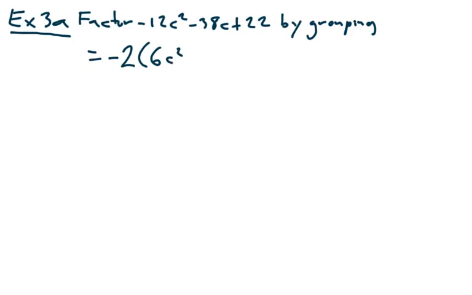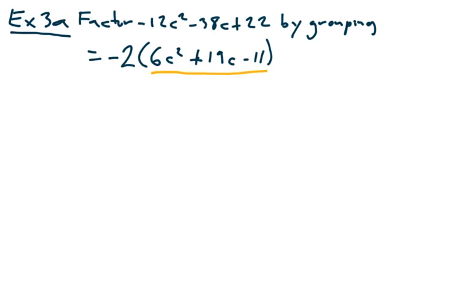Negative 2 times what would give me negative 38, or another way to say that is, what is negative 38 divided by negative 2? And that turns out to be 19, so 19c. And similarly, 22 divided by negative 2 is negative 11. So I factor out the negative 2, but I have to pay attention to the fact that the trinomial that's left could very well, probably will, factor some more. And therefore, we're going to use our 2 methods to factor that.